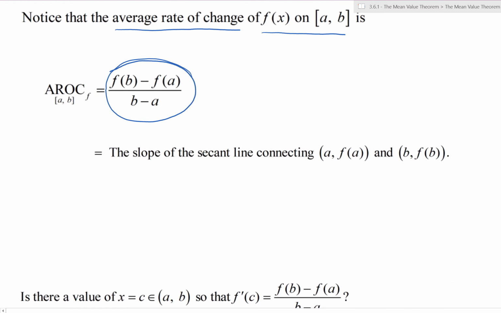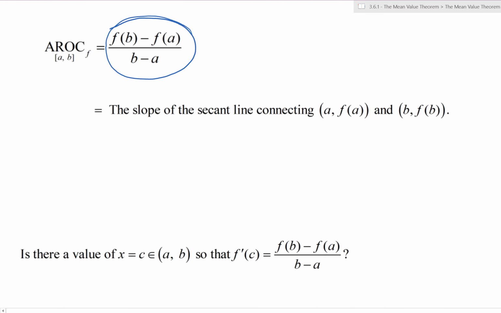Now, the question is: is there some value, say x equals c, between a and b, such that the derivative of the function f at this location c is equal to this average rate of change, f of b minus f of a over b minus a? So we think about what that means.